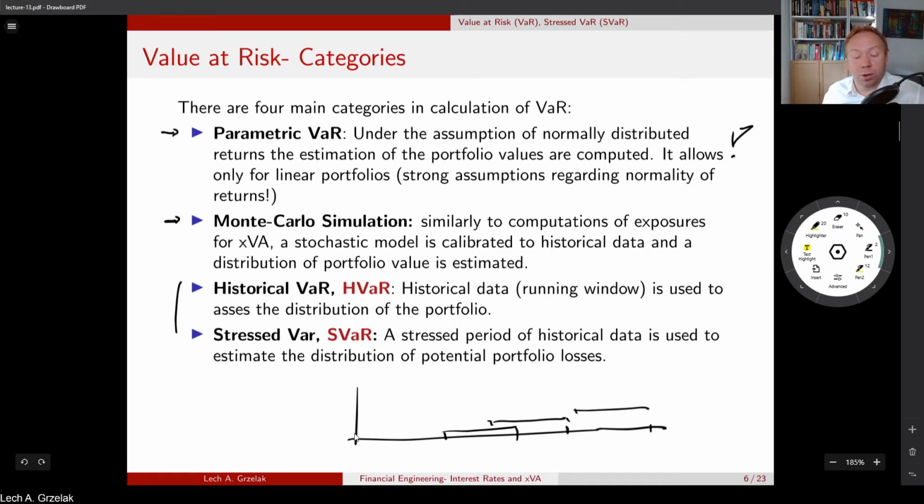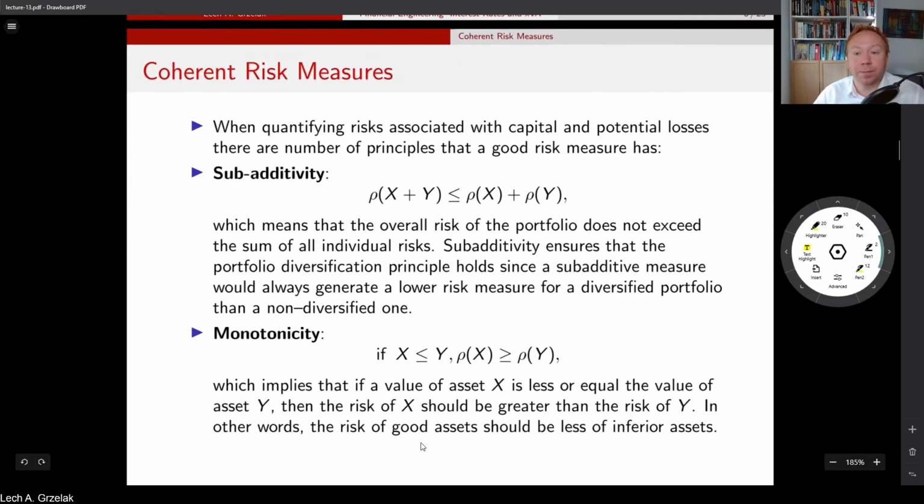And stressed VaR will always be, for example, this period here. Even if we are here, or here, or here, we will always be looking at the window of observations. So the historical data that is going to be used to estimate our VaR is always given in some stressed period where, for example, there was a crisis. And this is why it's called SVaR.